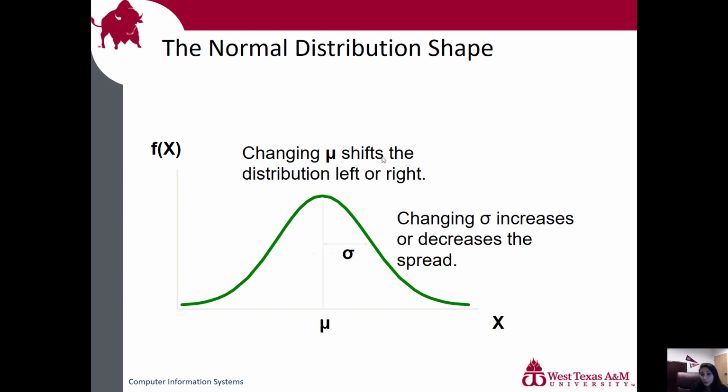By changing mu, that shifts the distribution to the left or the right. So if my mean is a lot higher, I would shift this entire distribution to the right. And if my mean was lower, I'd shift this entire distribution to the left. And then if you change sigma, that's going to decrease this spread or increase it. So if my sigma is a lot higher, my slope is going to look a lot flatter here. And then if it's a lot smaller, then it'll be a little bit pointier.